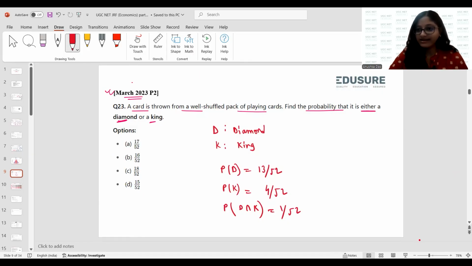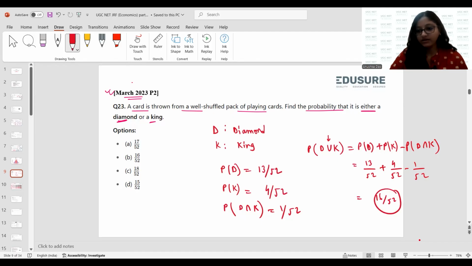So by the law of additivity, the probability additivity law, what is the probability that it is either diamond or a king? This is what you have to find out. This is "or". Simply probability of diamond plus probability of king minus probability of the intersection, diamond and king. You have all the values: 13 upon 52, 4 upon 52, 1 upon 52. So it will be 16 upon 52, right? So 16 upon 52, B will be the right answer for this question.